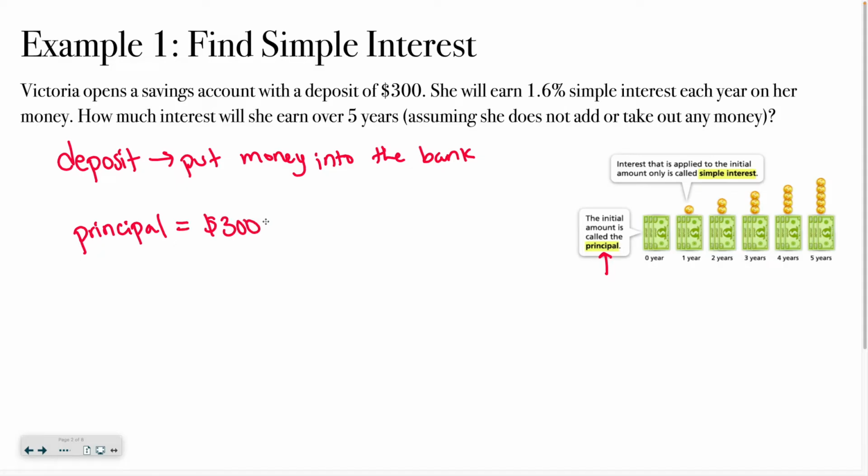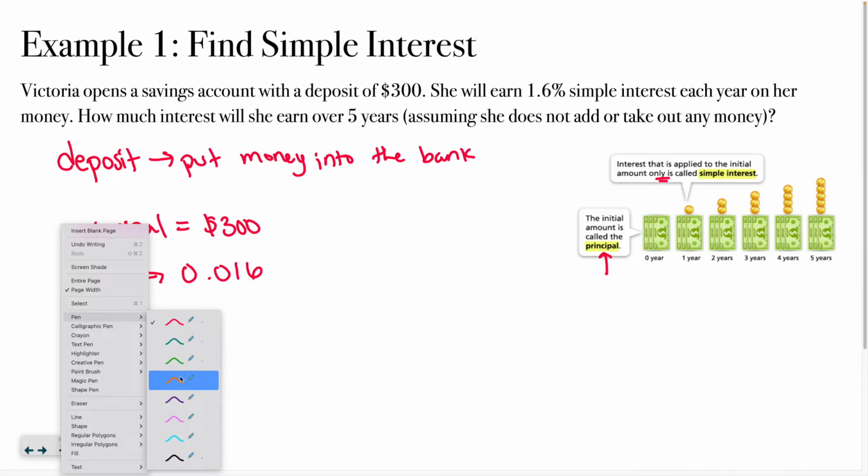In this case, our principal is $300. Then the interest that is applied to the initial amount only, which will be important in future math classes and future lessons, is called simple interest. When we're doing these problems, we are still going to convert percents like 1.6% to decimals. I'm going to do that quickly.